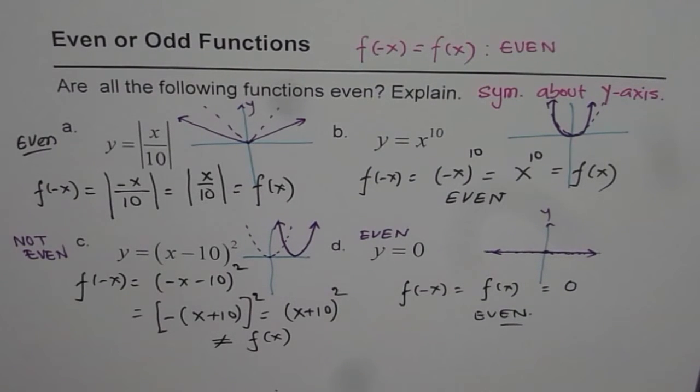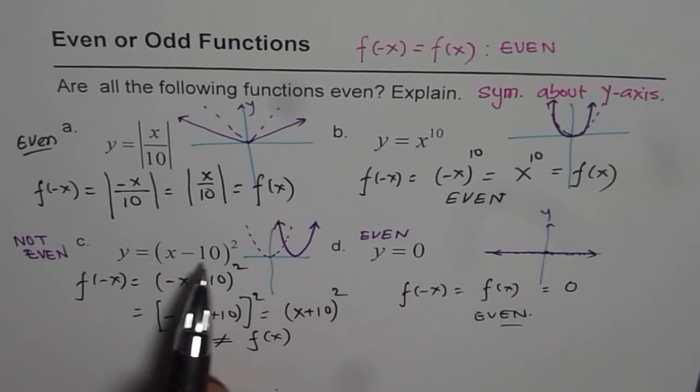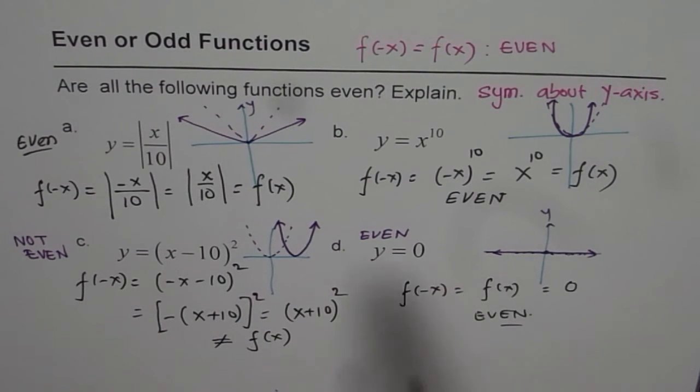So that is how we can show that three of these four functions are even, and y equals (x minus 10) whole square, which is a horizontal translation, is not an even function. Vertical translations are all even functions. I hope this video helps you to understand how to explain whether a function is even or not. Thank you.